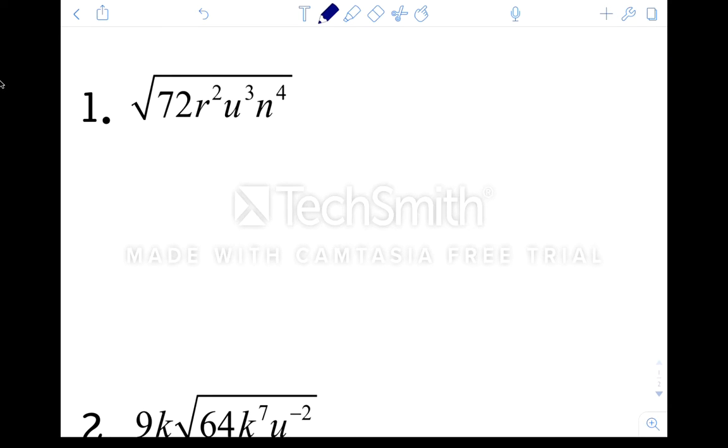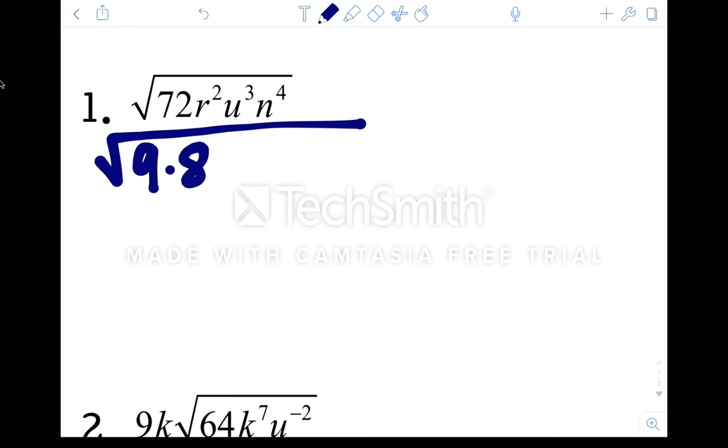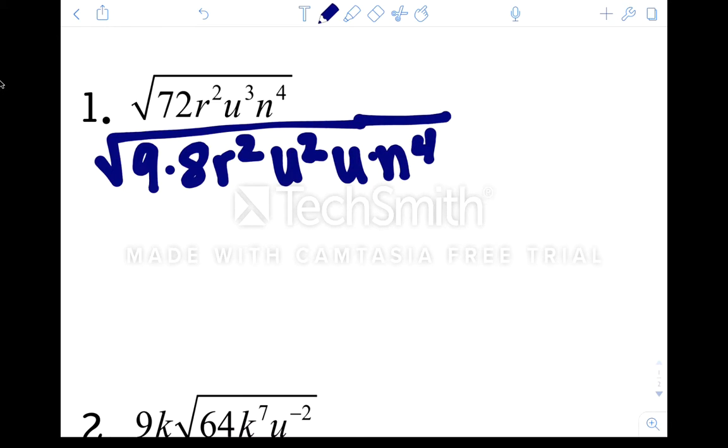So let's start by figuring out what perfect square goes into 72. The first number that comes into my head is 9, so I'm going to go ahead and write this as 9 times 8. And then I have r squared, which is even. U to the third has an odd exponent, so I'm going to write it as u squared times u. And then n to the fourth has an even exponent, so I'm just going to rewrite it. And I'm going to take out the perfect squares.